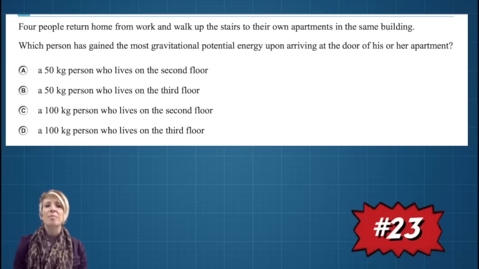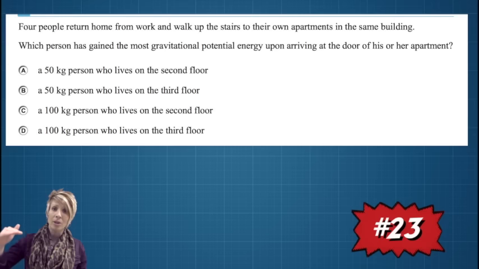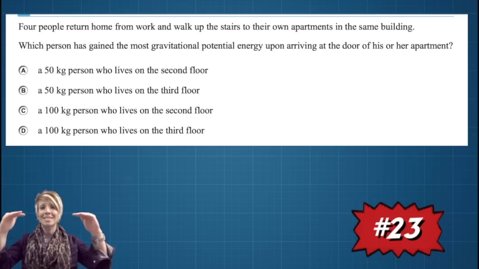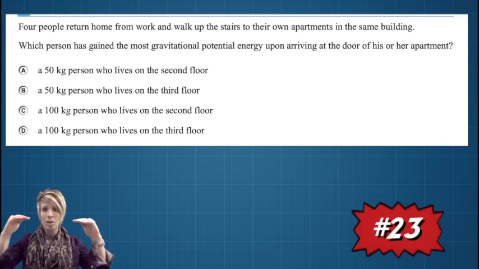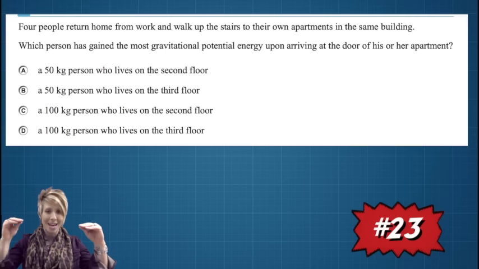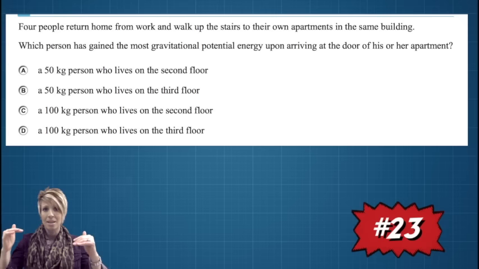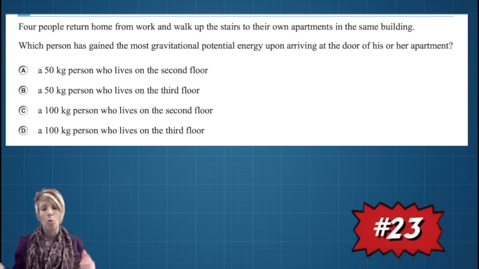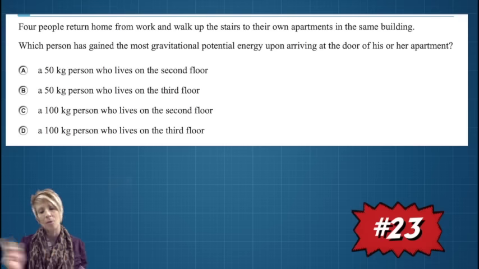Okay, number 23. Four people return home from work and walk up the stairs to their own apartments in the same building. Which person has gained the most gravitational potential energy upon arriving at the door of his or her apartment? Now, when we talked about gravitational potential energy, the higher up it goes, the more gravitational potential energy it has. But what if they're at the same height? Which one has more? Well, the other thing that comes into play is mass. The more mass it has, the more potential energy it has. So knowing that, pick your answer, and then we'll move on.